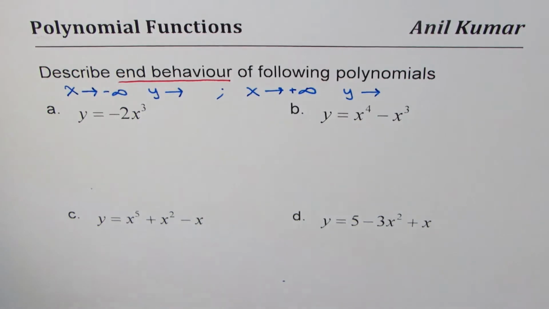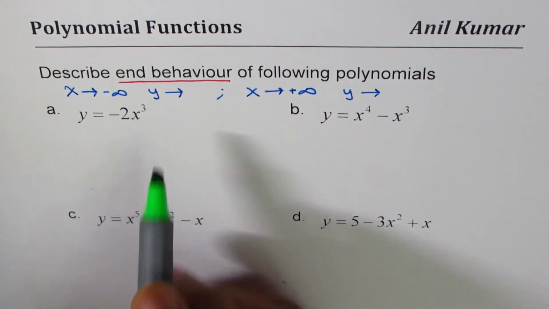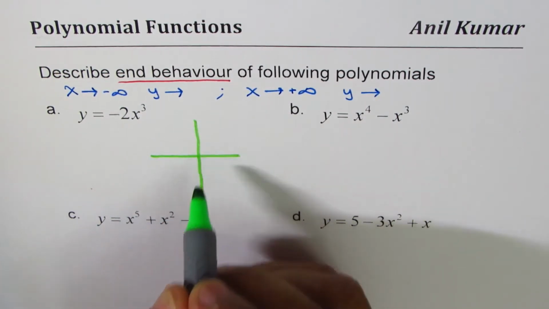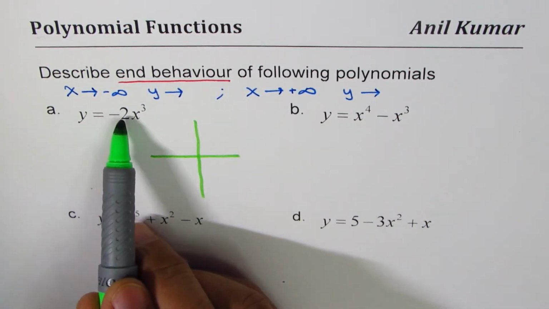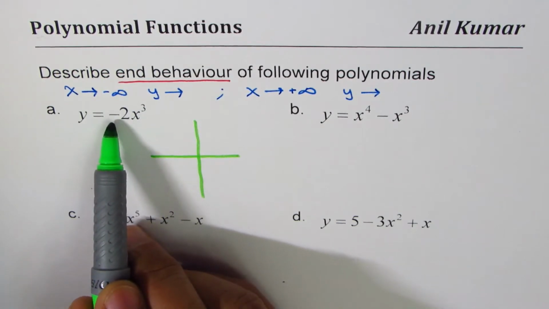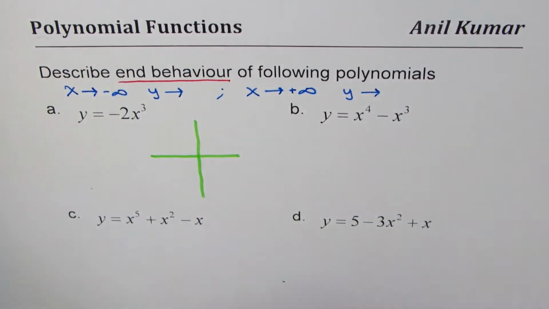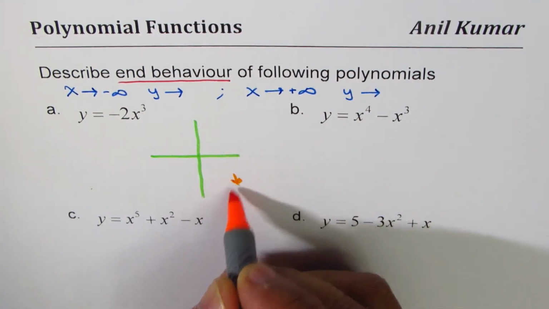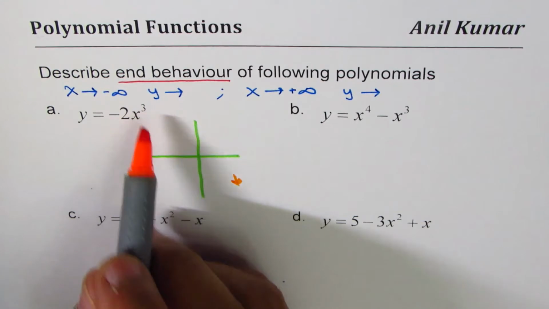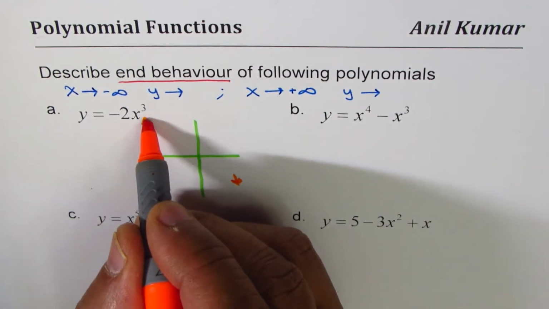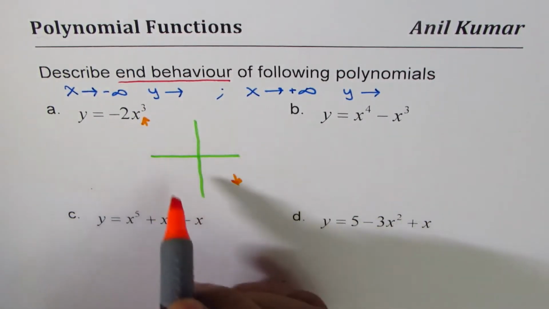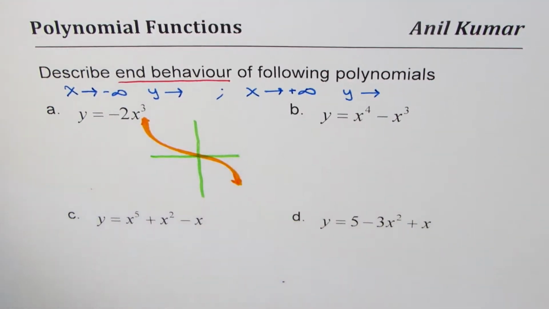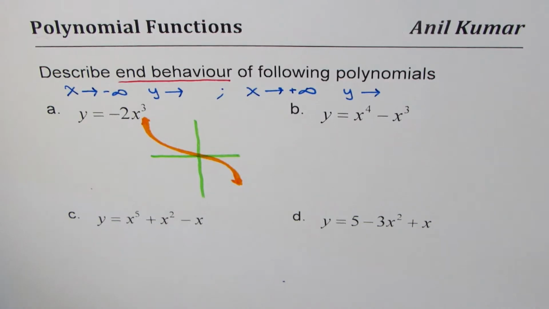So let me do the very first one. y equals minus 2x cubed. If I sketch a graph, which is not a must, minus 2x cubed, leading coefficient is negative. If the leading coefficient is negative for a polynomial, right side is towards down. If the degree is odd, both are opposite ends. So for a cubic function, the graph could be kind of like this. Do you see that? So we get a function like this.